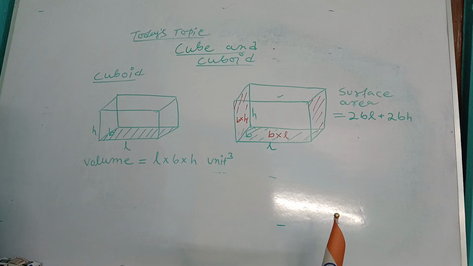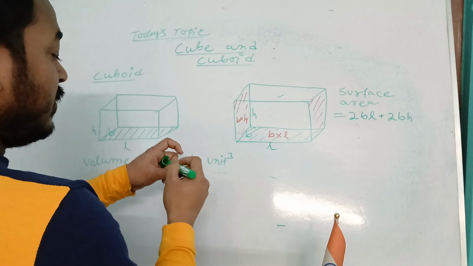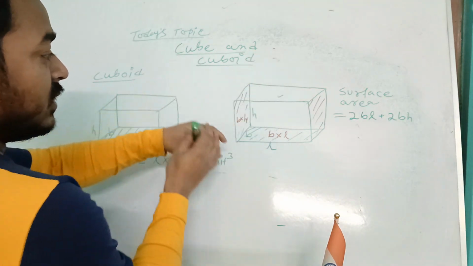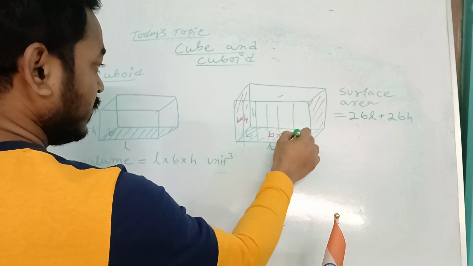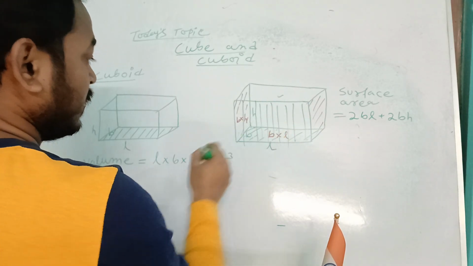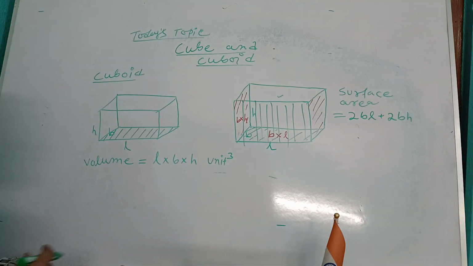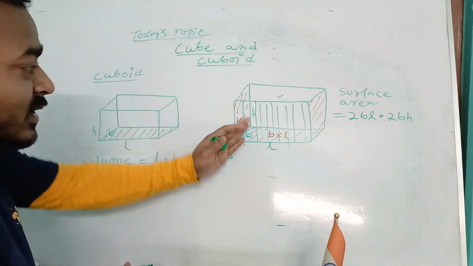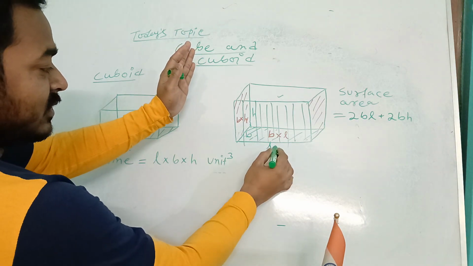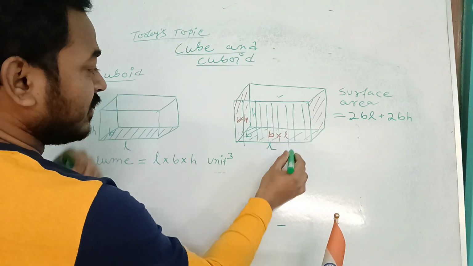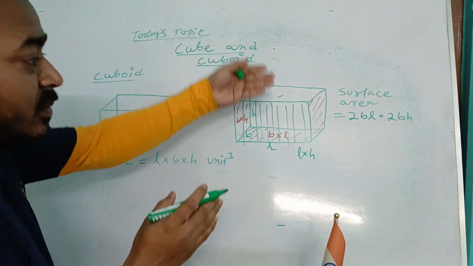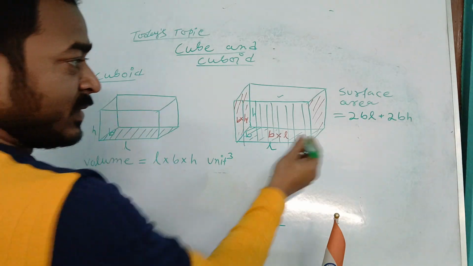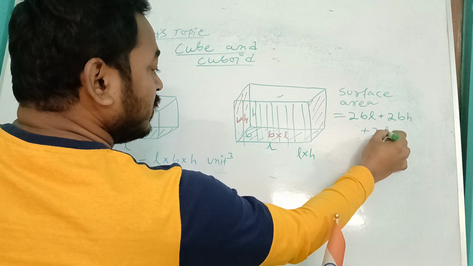2 into BH. Achha. Now what is the area of this surface? This face and the one behind. This surface, this surface. What is the area of this surface? Length into height. So this is length, it is height. The area of this surface is L into H. And here two surfaces are given, the back side also. Yes, clear now? So we can write plus 2LH.